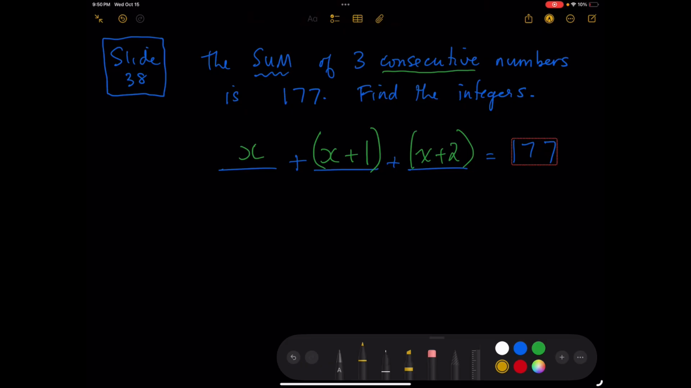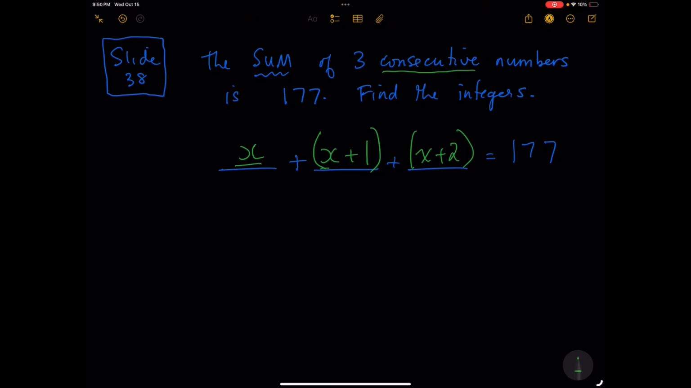Okay? So if I collect like terms now, I've got x plus x plus x, and I've also got 1 plus 2, and that equals 177. My iPad wants to solve all of these for us. I'm just plowing ahead. Sorry for the distraction.